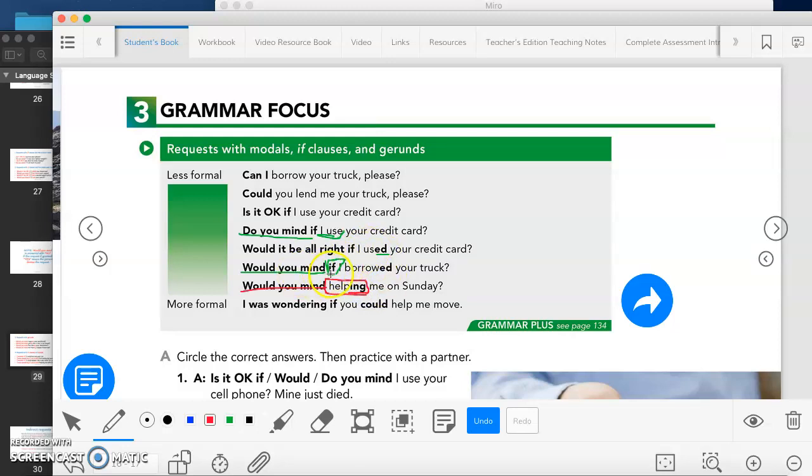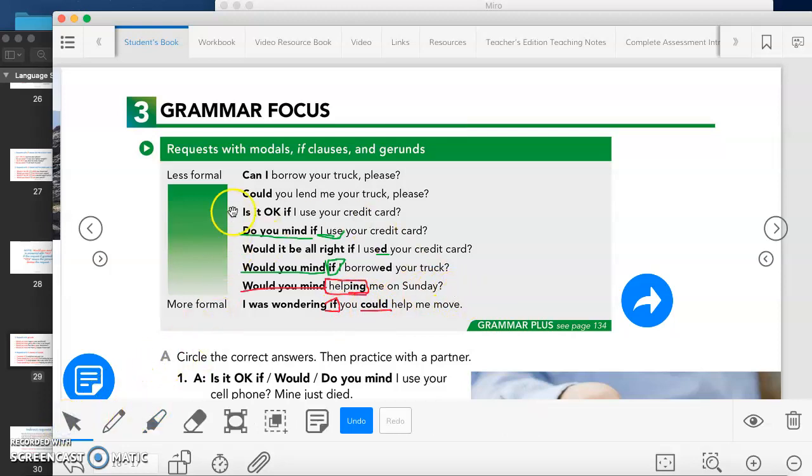Okay, so would you mind if I borrow your truck? Would you mind helping me on Sunday? I was wondering if you could, remember, if clause and the modal, if you could help me move. So in here we have this classified from less formal to more formal. This is actually a very simple and known topic.